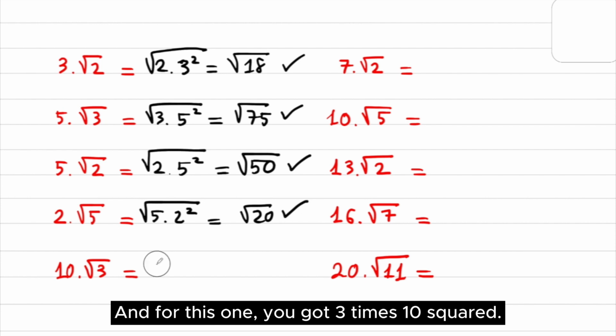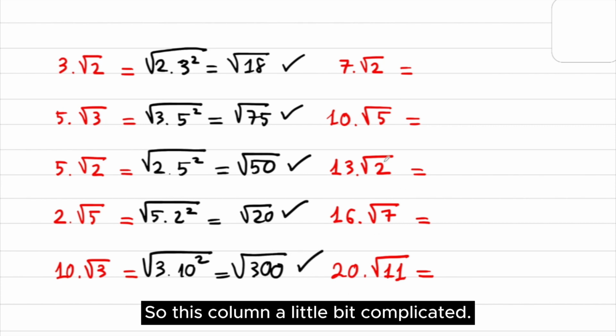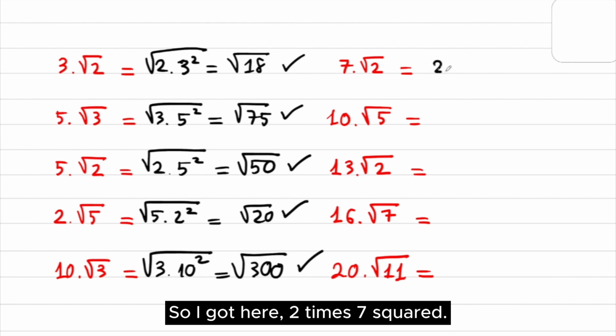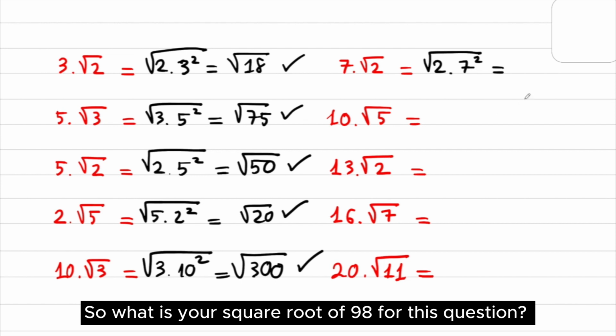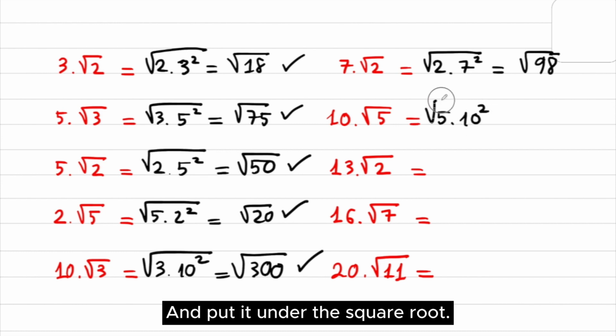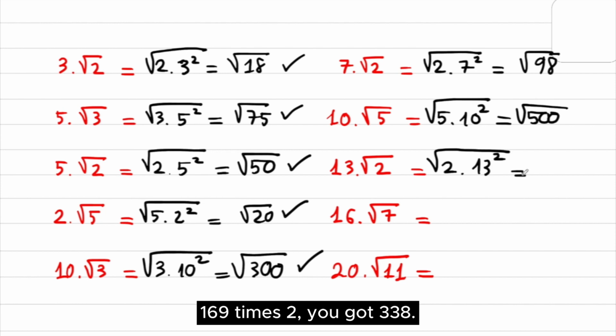And for this one, you got 3 times 10 squared, and you got 300. Okay, so this column is a little bit complicated, but it's just complicated in calculation, and you can use your calculator, of course. So here I got 2 times 7 squared and use the calculator. So what is your calculator result? 98 for this question. And you have 10 squared here under the root, you got 500. So 2 times 13 squared. 13 squared is 169, and with the calculator times 2, you got 338.